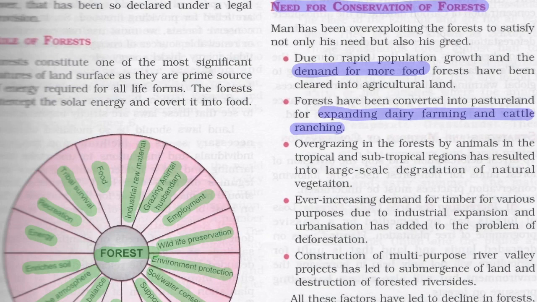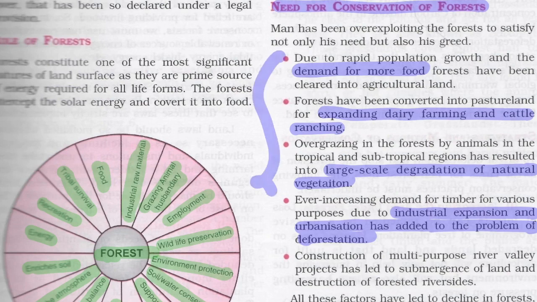Overgrazing in the forest by animals in tropical and subtropical regions has resulted in large scale degradation of natural vegetation. Ever increasing demand for timber and for various purposes due to industrial expansion and urbanization has added to the problem of deforestation. Construction of multi-purpose river valley projects has led to submergence of land and destruction of forested river sites. All these factors led to the decline in the forest.